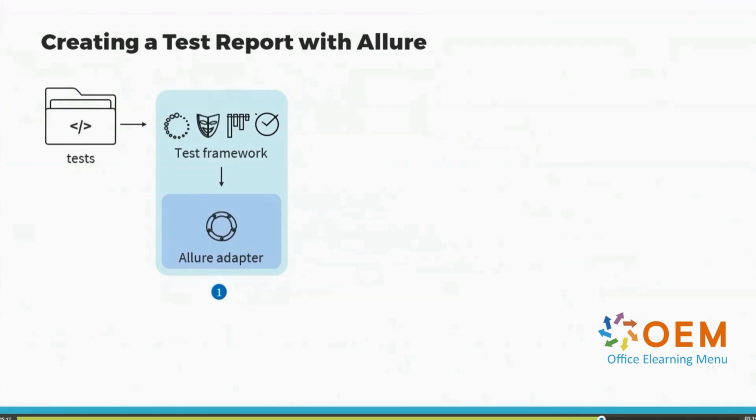You run your tests within a test framework, and the Allure adapter integrates with multiple test frameworks to generate reports. Within your project, you need to add Allure as a dependency, and if you're using Maven, you'll use the Maven Surefire plugin to run your tests, and you'll integrate your Allure reports right into your test run.